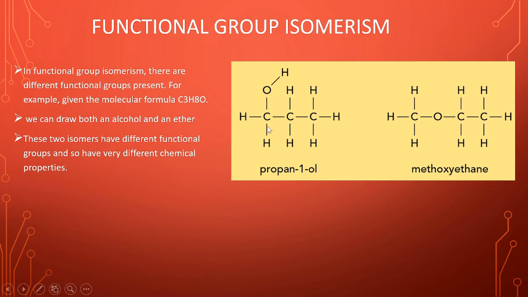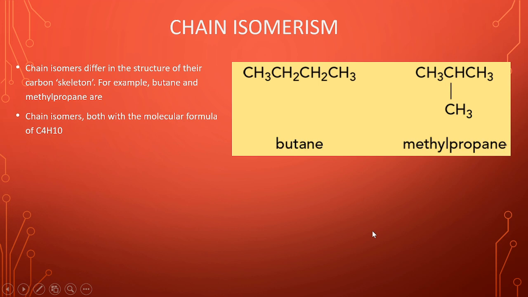Functional group. In this one it is OH. When it is OH, it is actually propan-1-ol. But if it is O between two carbon atoms, then it is methoxyethane. It is an ether actually. So this is functional group isomerism.